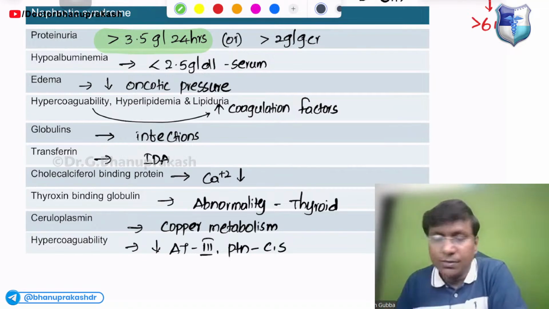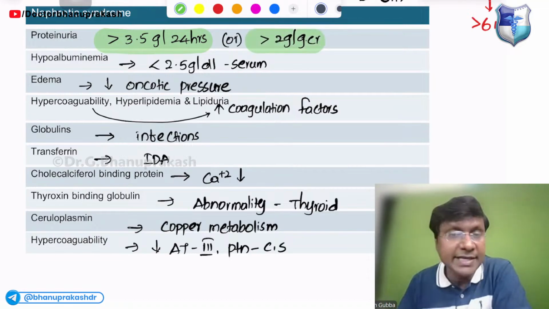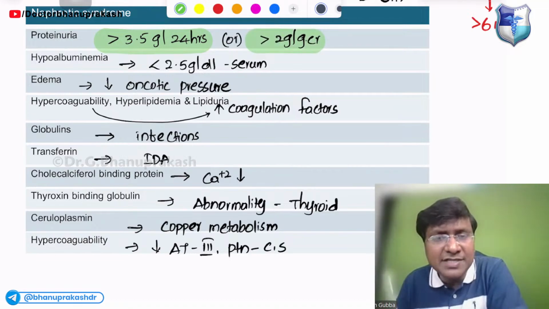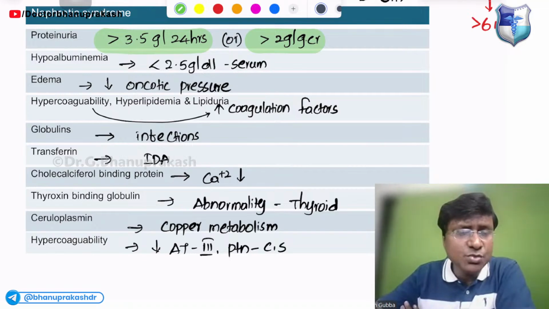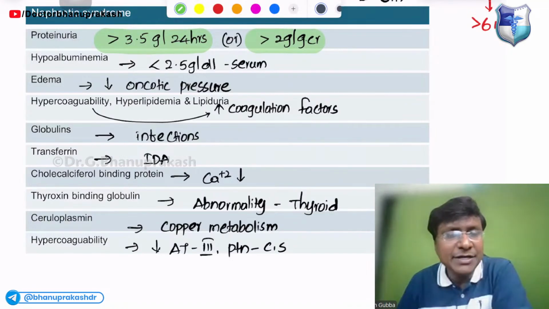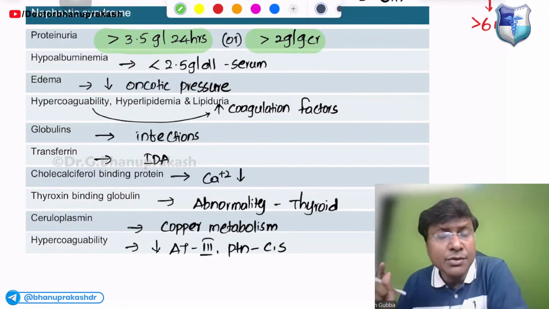Now, to call it proteinuria in nephrotic syndrome, in a spot sample it should be more than 2 grams per gram of creatinine, whereas in a 24-hour urine sample it is more than 3.5 grams per 24 hours. That is the proteinuria in nephrotic syndrome. Which protein is commonly excreted? Albumin.